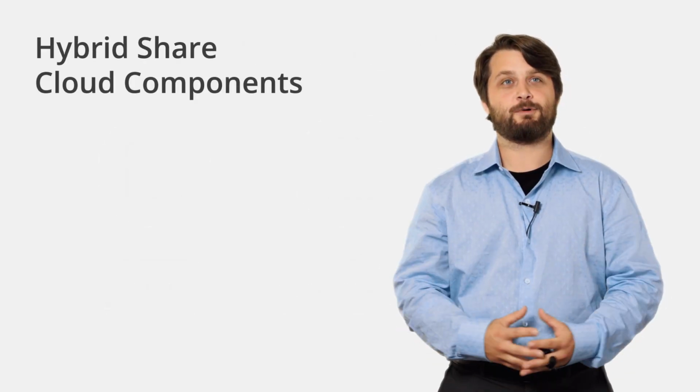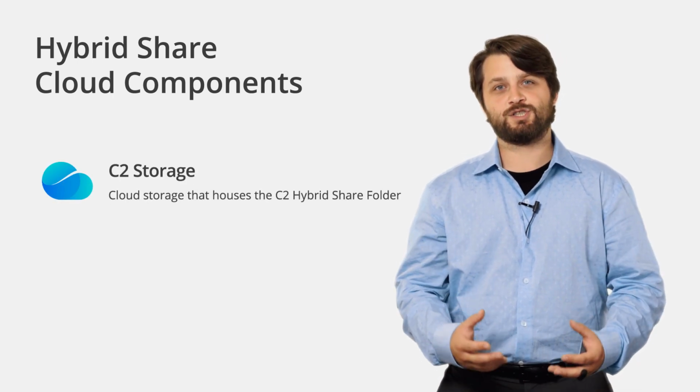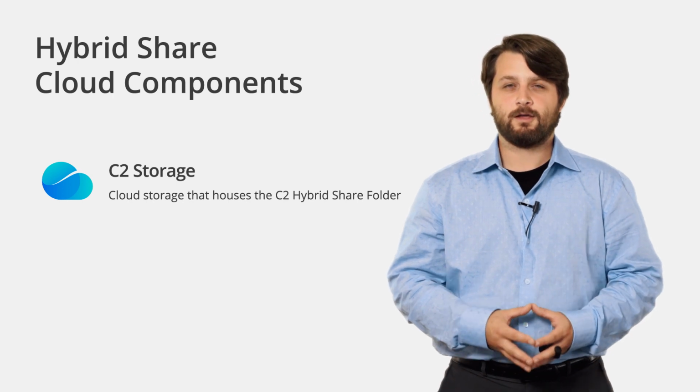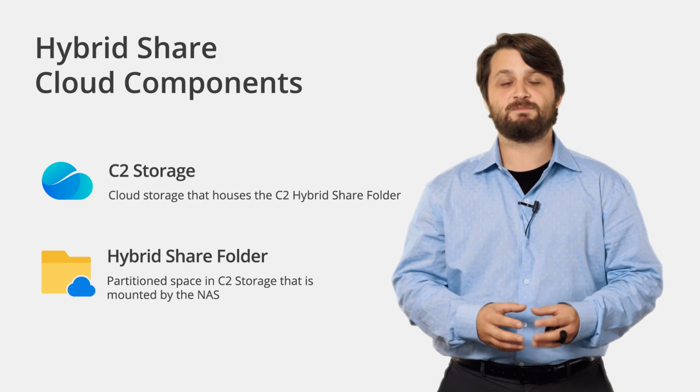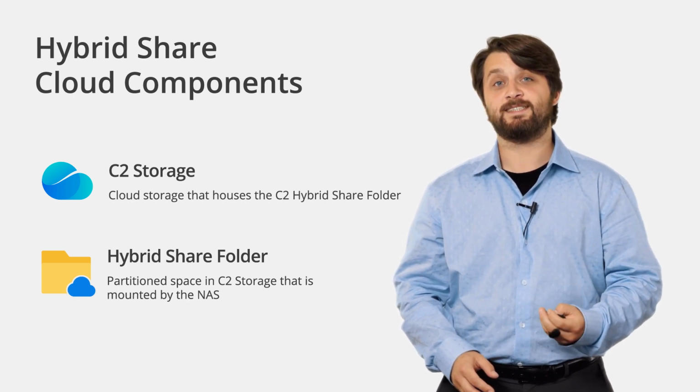So let's talk about the hybrid share cloud components. On one hand, you have C2 storage, and this is the cloud storage, your expandable data lake that actually houses your C2 hybrid share folder. Your hybrid share folder is actually the partition space in C2 storage that is mounted by your Synology NAS whenever you go to mount your hybrid share folder in DSM.